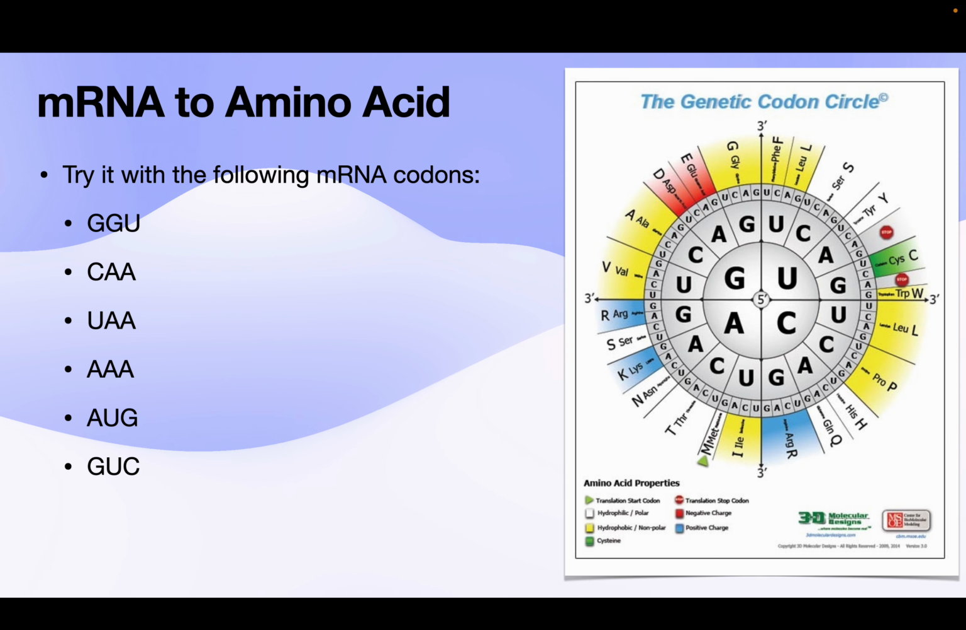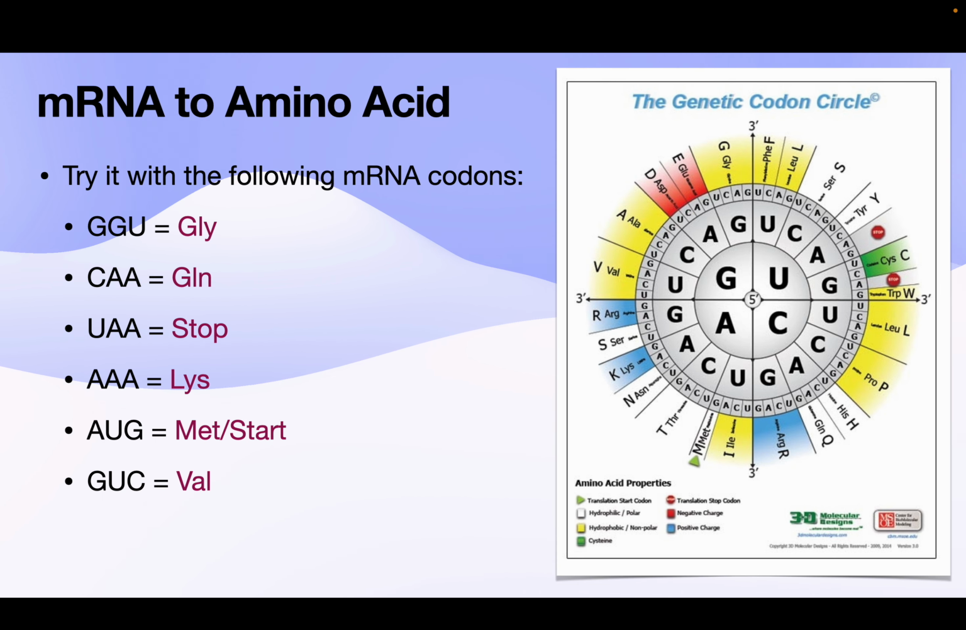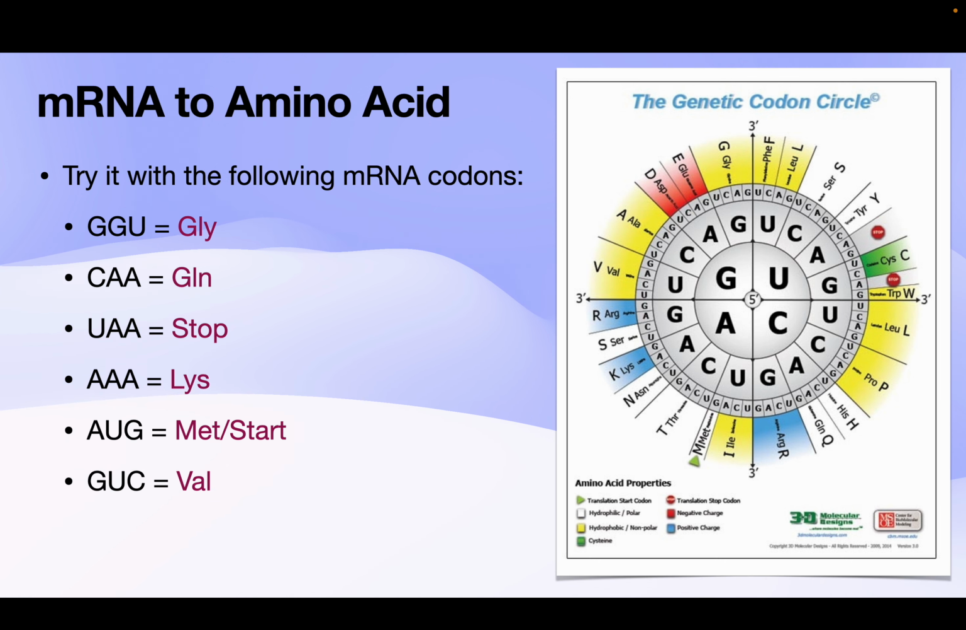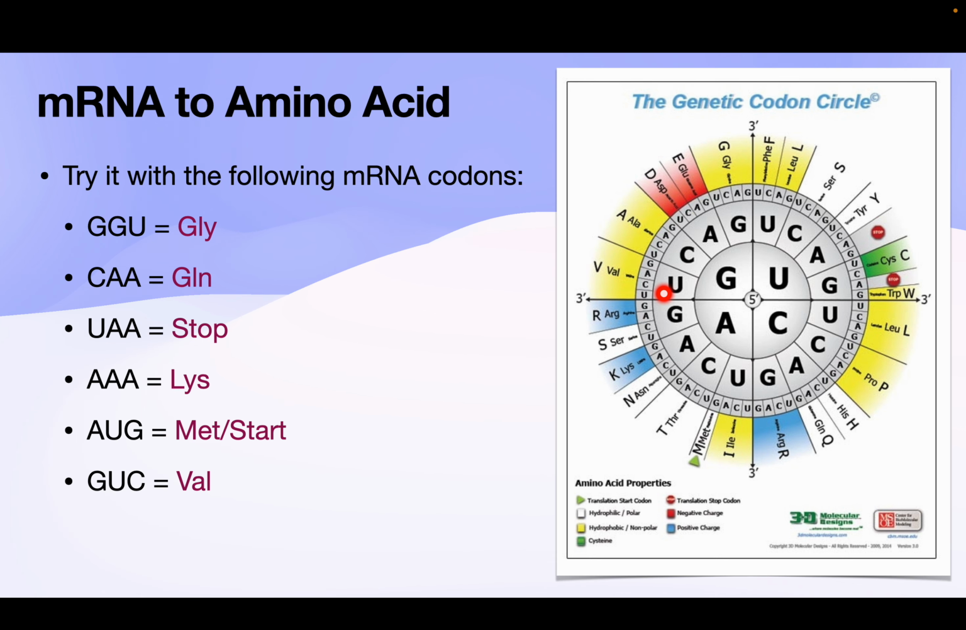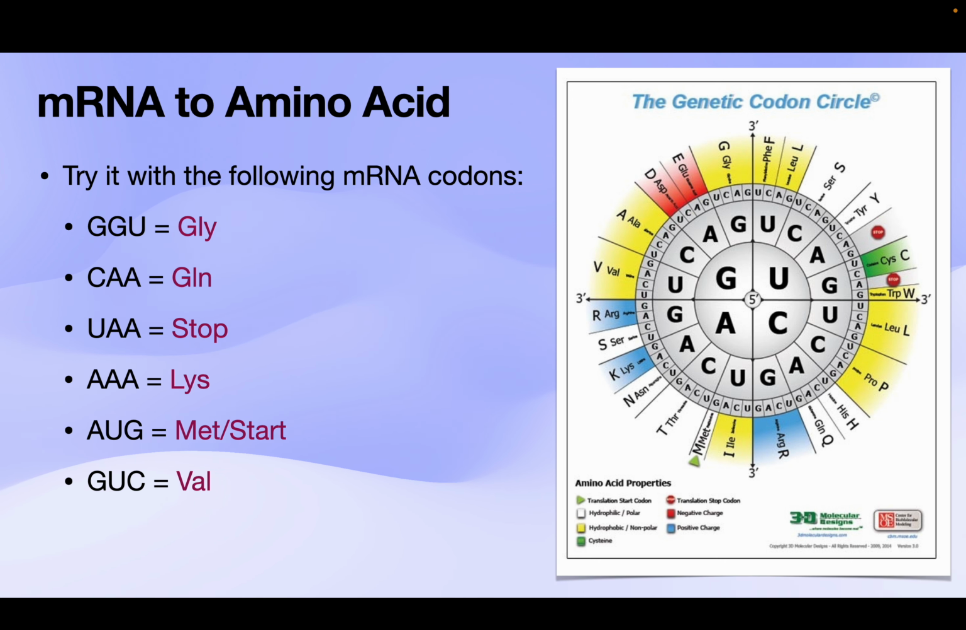Okay, so I'm assuming that you have completed your practice. Here are the answers. GGU is glycine, GLY. CAA, GLN here. UAA is a stop. AAA is lysine. AUG, methionine, or the start. And GUG is valine, or GUC is valine. Okay, so you can see just reading the codon chart is something you need to practice. Again, we will always give you a codon chart. You don't need to memorize it, but you do need to know how to use it.